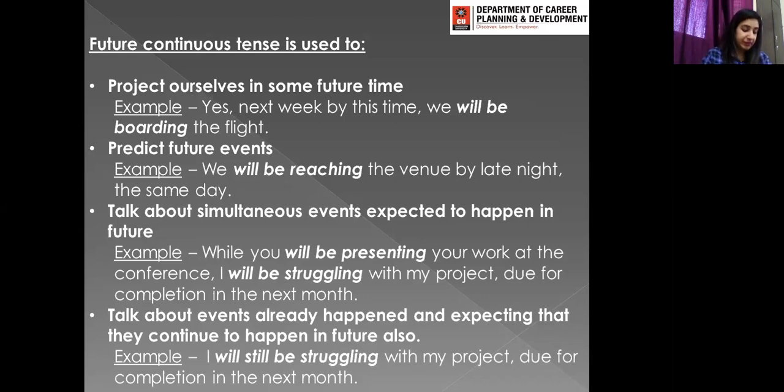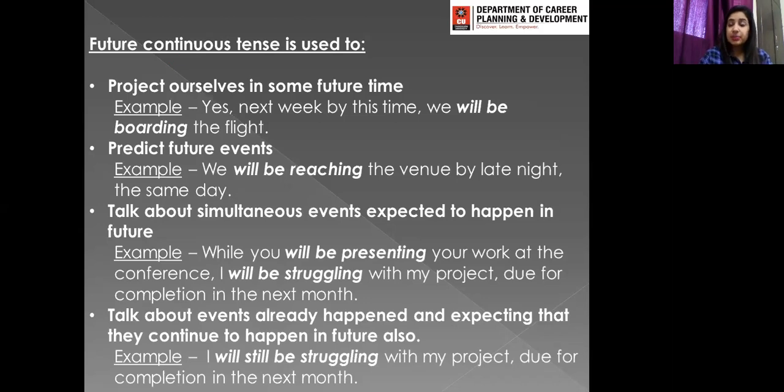So whenever we plan something, or something has been planned, we start imagining that this is going to be happening at that time, or that is going to be happening at that time. So this is the future projection of things. According to the time frame, we start projecting things in the future. Next is to predict future events.